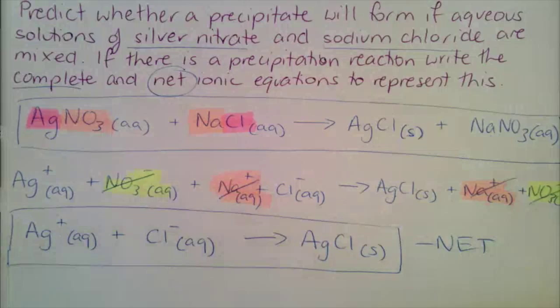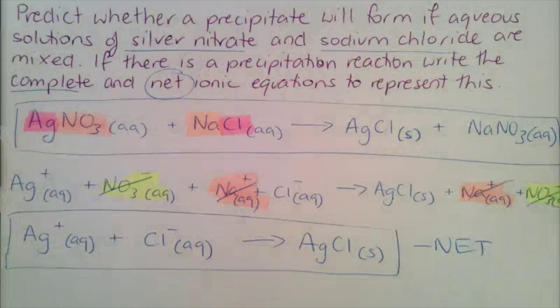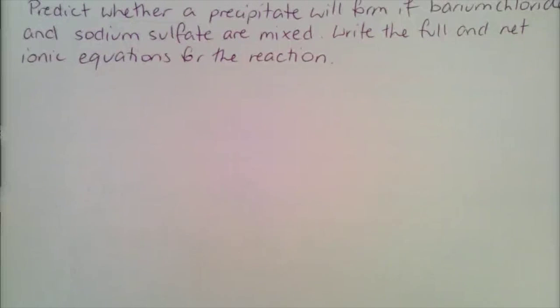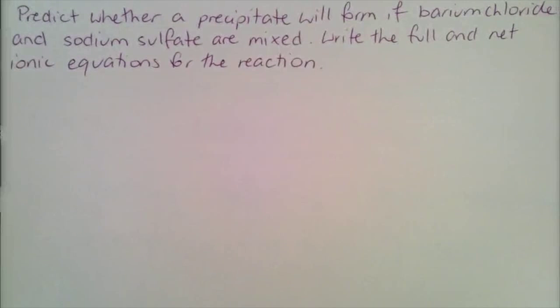So let's try one more problem before you are to do it by yourself. I'll go through this one a little bit faster than I did the last one. All right, here we go. Problem 2. Predict whether precipitate will form if barium chloride and sodium sulfate are mixed. Write the full and net ionic equations for the reaction.